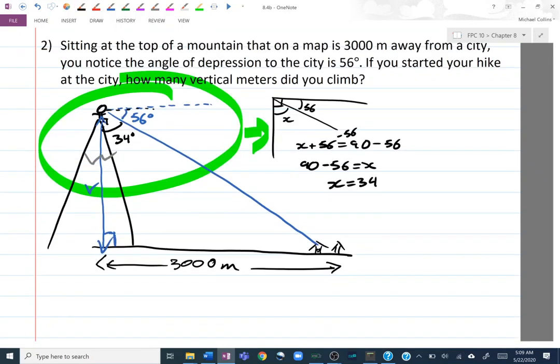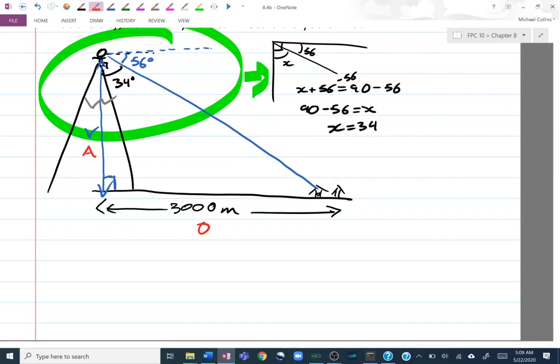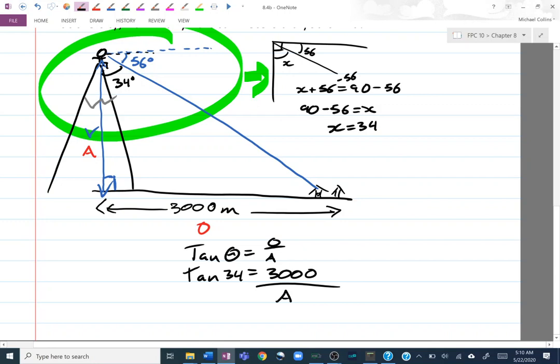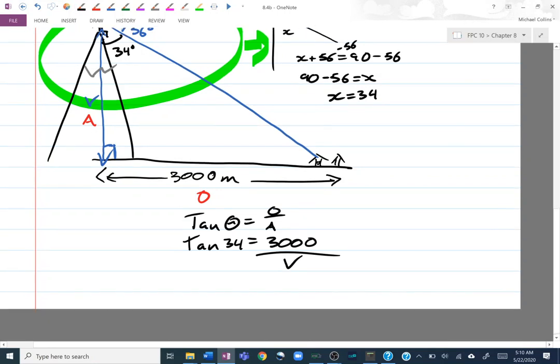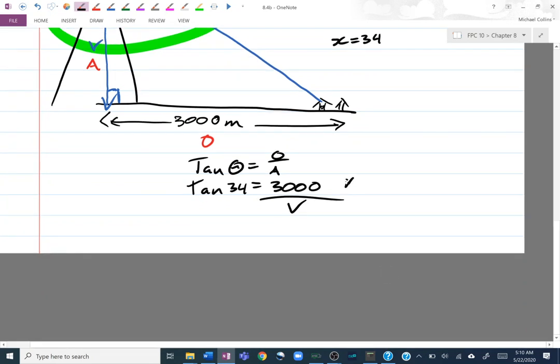Labeling my blue triangle, 3000 is the opposite side. And I'm looking for an adjacent side. So I'm going to use opposite and adjacent: the tan of an angle is opposite over adjacent. So that tan of 34 is equal to 3000 divided by adjacent, which I have called V for vertical. I'm going to have to multiply both sides by V.